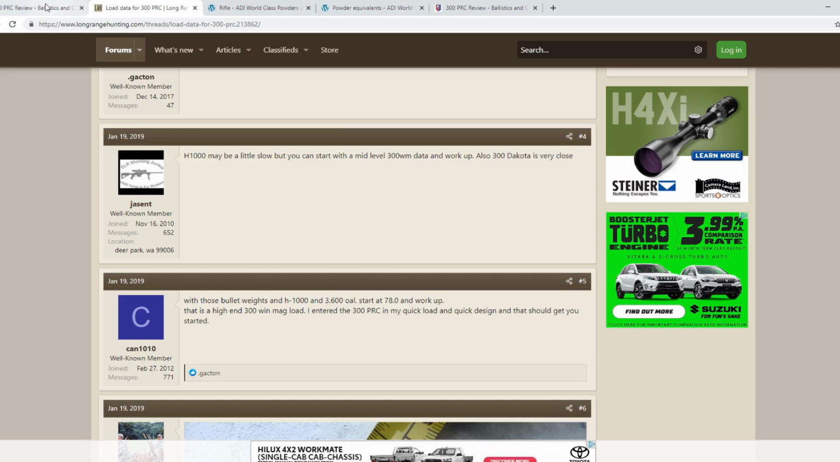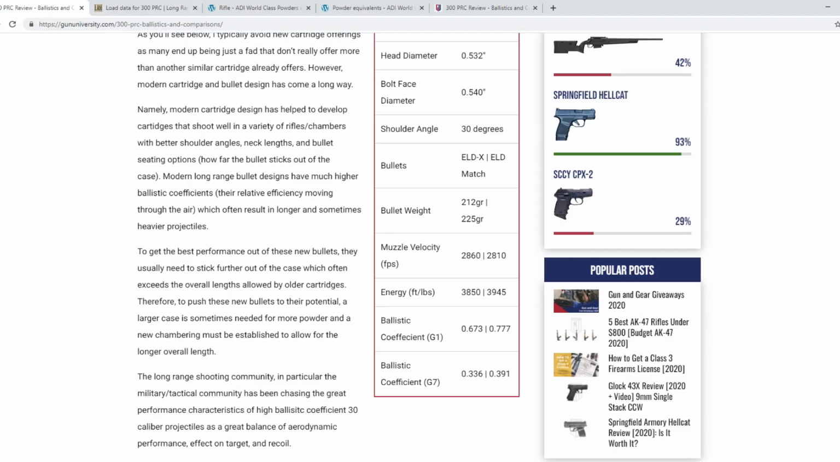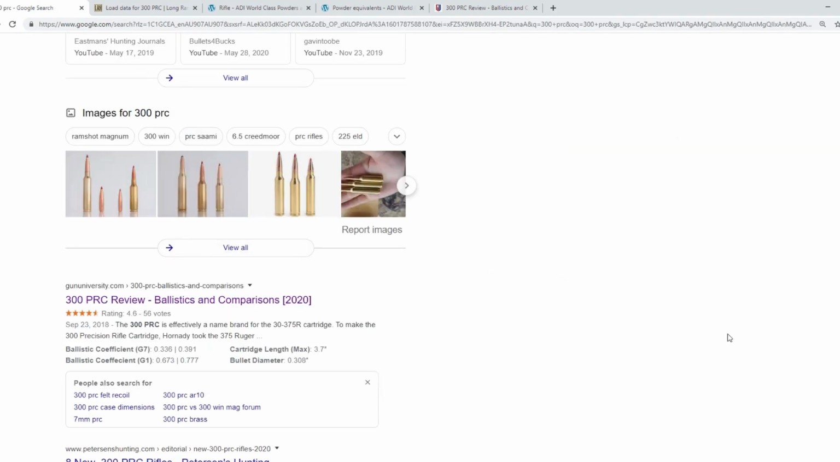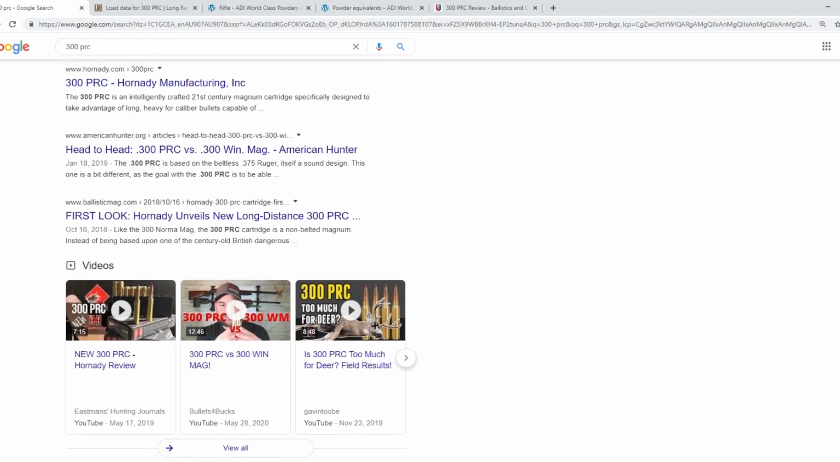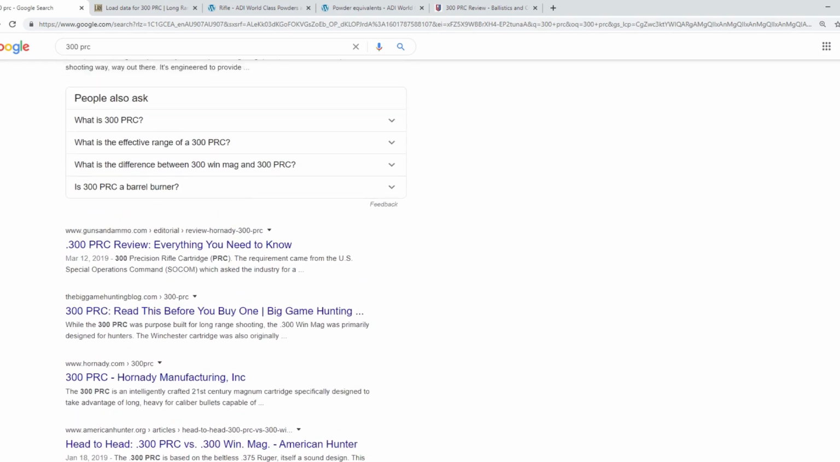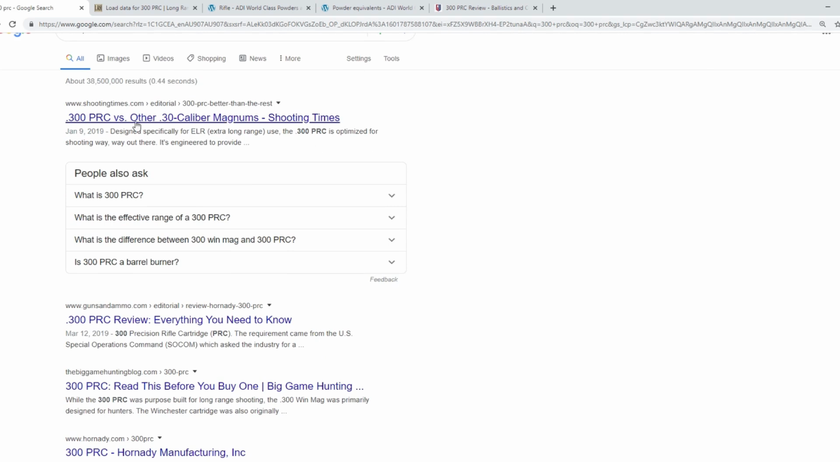Basically, we'll recap that. We have an overview, so we're Googling just the 300 PRC and finding some general places to go and look at general information, whether it's Wikipedia, the Gun University, or different shooting tutorials. So we get a general overview, a general idea. If we go looking for load data, then we've got Long Range Hunters, the Sniper's Hide, general places which are going to give you ideas of what's going on, and you'll also get an idea of what round people are using for different things.